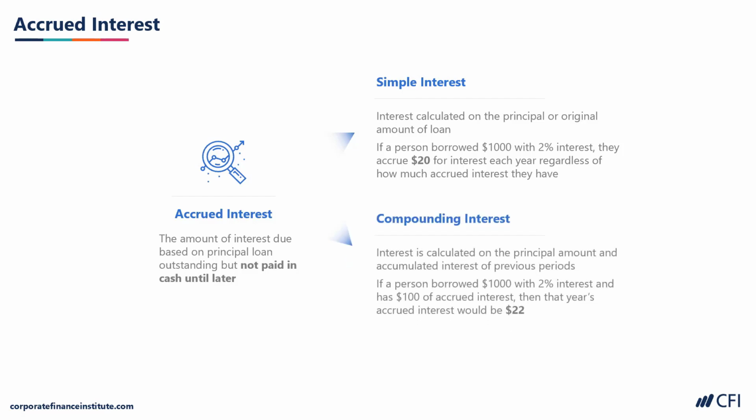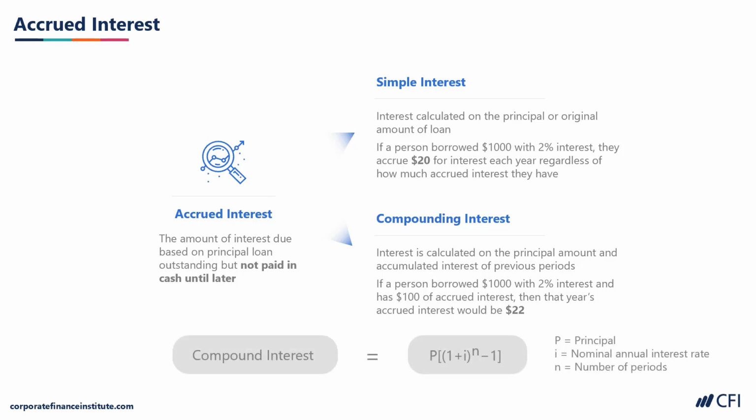So really the difference between simple and accrued is that accrued continues to be owed to the lender over time, whereas regular interest is paid as you go. And both regular and accrued interest can be simple or compounding.